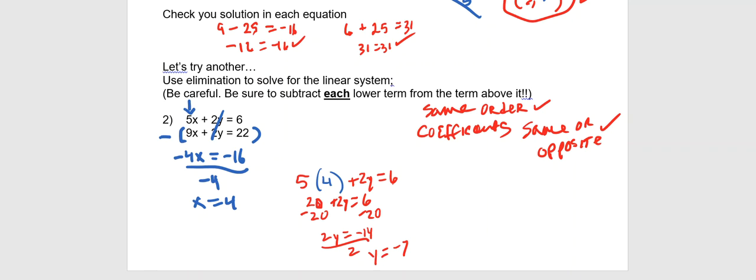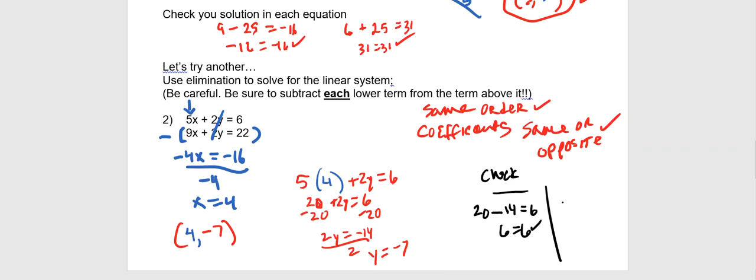So when I'm done, I should be happy with knowing that my solution is (4, negative 7). And we'll quickly do a mental check just to make sure. Let's see, 5 times 4. So here's my check over here. I'll just keep track of it as much as I need to. So 5 times 4 is 20. 2 times negative 7 is negative 14. Is 20 minus 14 equal to 6? Yes, 6 equals 6. So check.